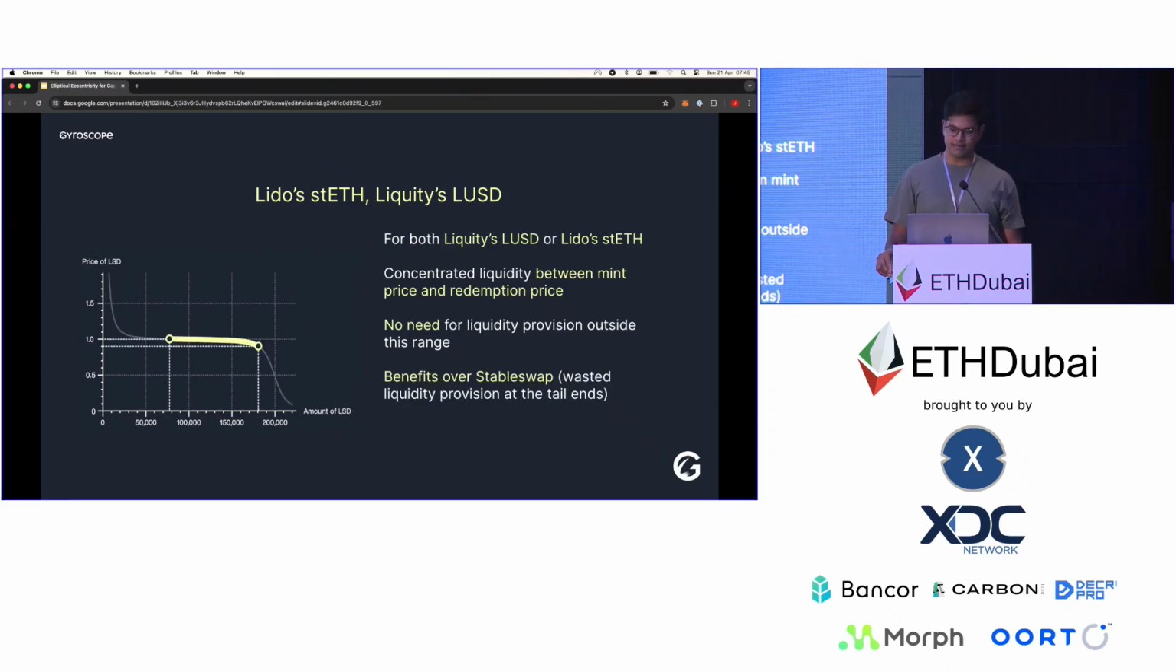So benefits over StableSwap, as mentioned before, include not wasting liquidity provision to parts of the trading range that should never occur, for example, above the mint price or below the redemption price. And pool creators can set pool parameters upon construction to optimize liquidity provision given the current trading market data and any other factors such as tokenomics, which could affect the price and trading activity of the pair.